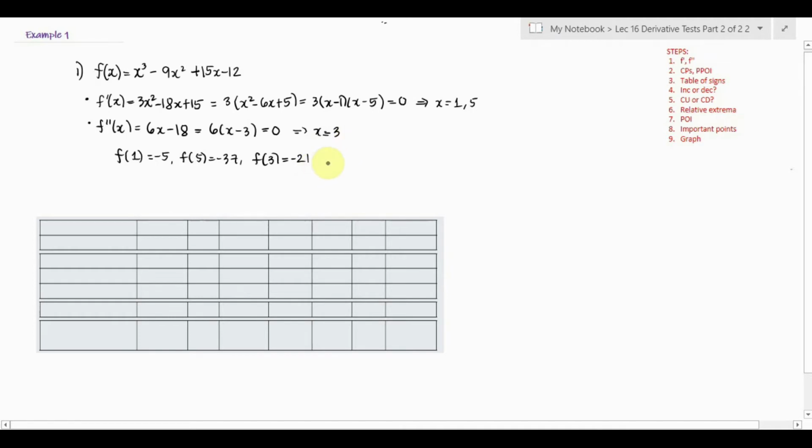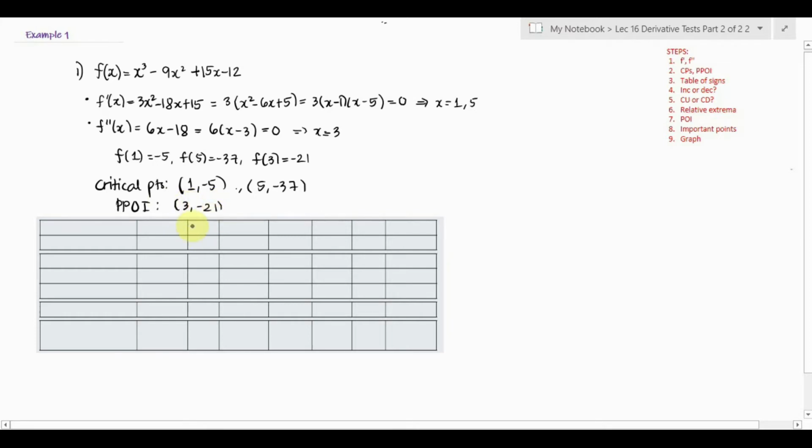So, therefore, we now have our critical points that will be at x equals 1 and at x equals 5. So, ang critical points natin ay (1, -5). Ito yun. At (5, -37). At ang ating PPOI ay isa lang, (3, -21).